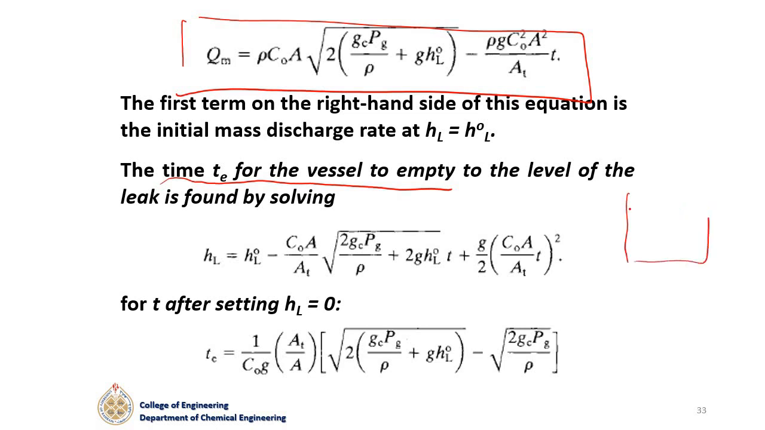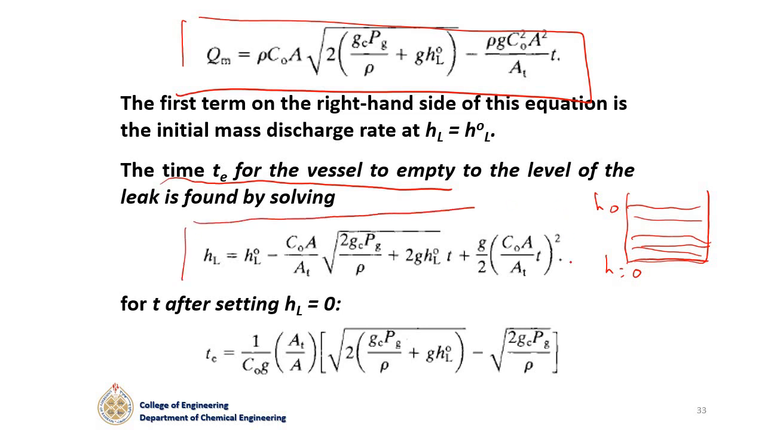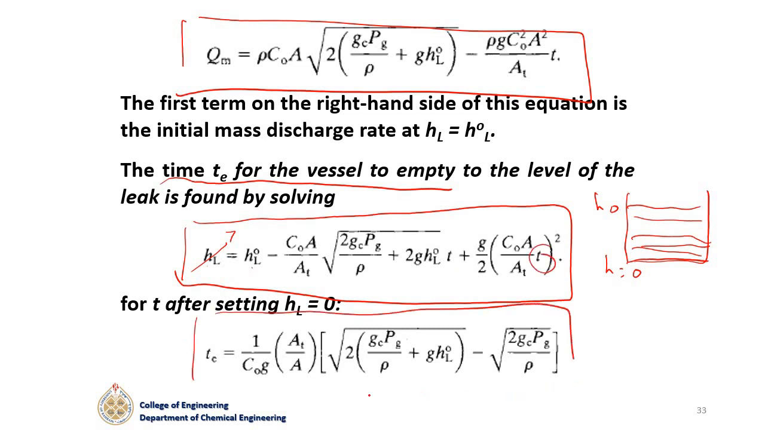When I talk about a vessel to empty, that means it started from an HL naught value, a certain H naught value, till my H is equal to 0. So that was my final value. And I already have the equation that I derived for dHL by dt, in which I have HL equal to HL naught. If this HL is equal to 0, I'm going to get the time for that to empty. And that is the beautiful equation that I'm going to get for time to get empty.